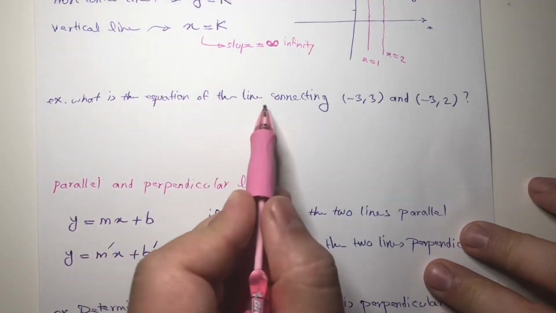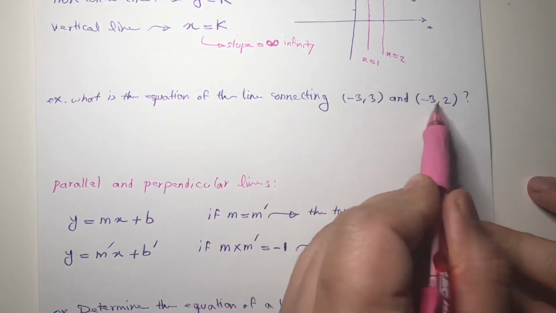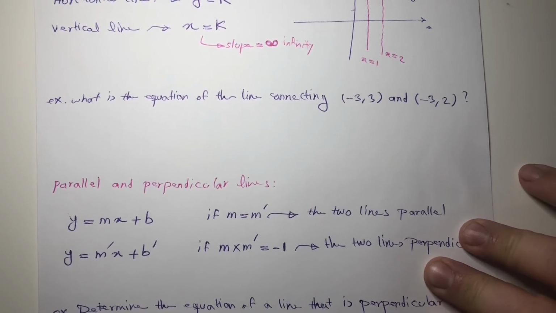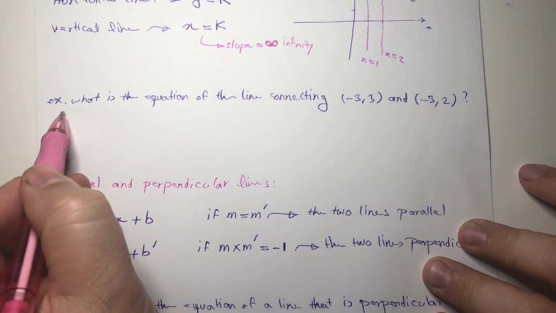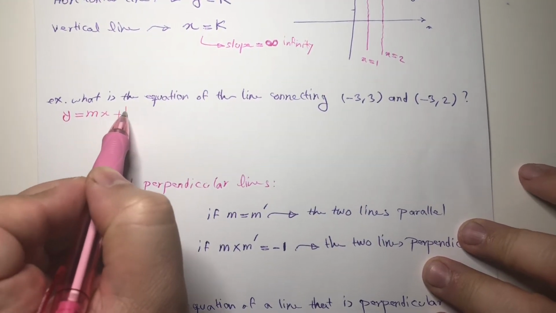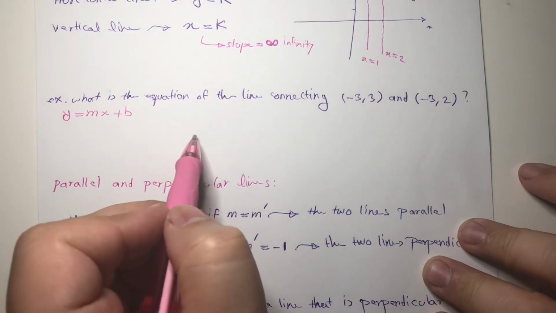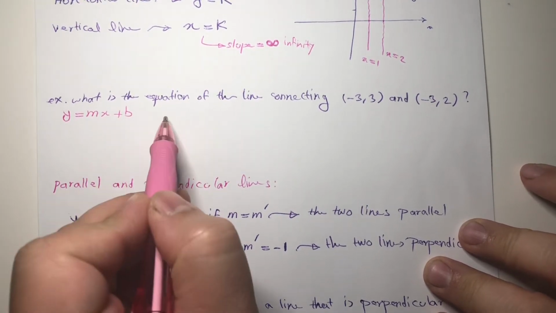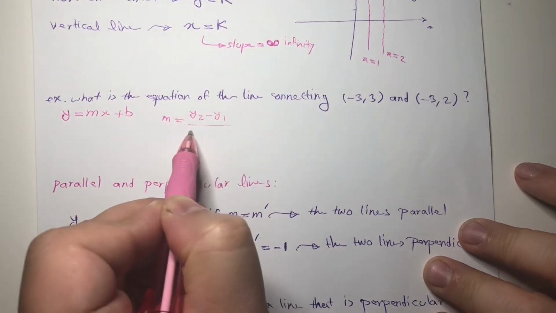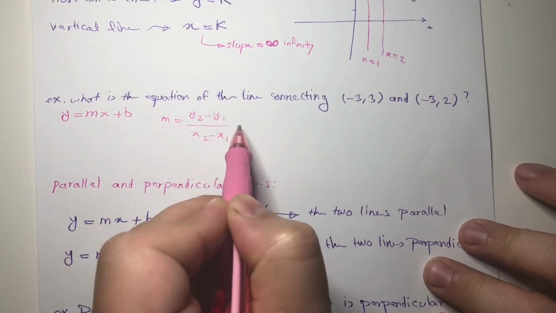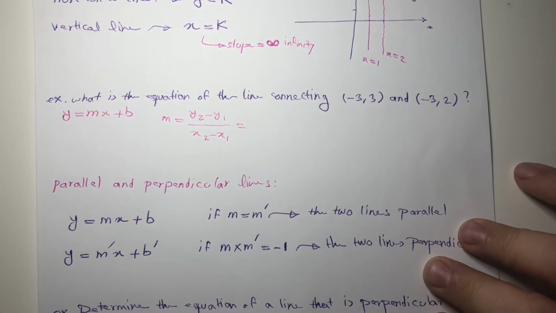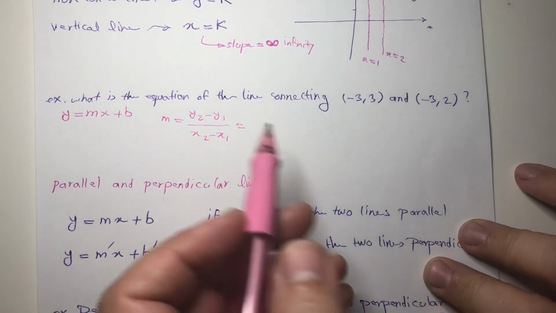What is the equation of the line connecting these 2 points? Again, we have 2 points. We want to find the equation of the line. The equation of a standard line is y equals mx plus b, right? We have to find m. m equals y2 minus y1 over x2 minus x1. So this was the equation. When we had 2 related points on the line, we could use this one in order to find the slope.